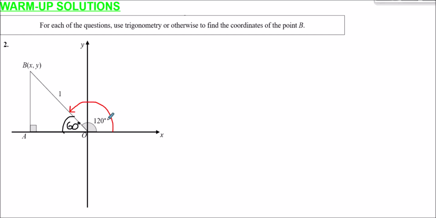In this case, however, OA is going to give us a negative value because this is in the negative section of the x-axis. The point where y is over here, that's still going to be positive. But here I'm just going to call this side OA and this side AB to avoid any confusion with positives and negatives.